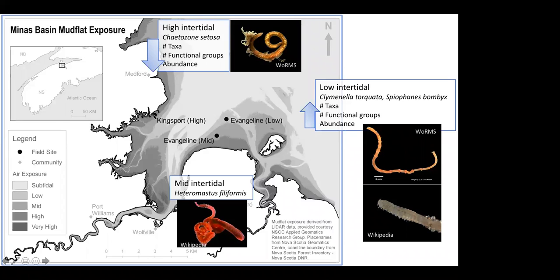We had a high intertidal site from Kingsport, which had relatively few species and a low abundance, a mid intertidal site from Evangeline, and a low intertidal site from Evangeline as well. This is a site that's about 2 kilometers out from the shoreline. The low intertidal site had the most taxa, the most functional groups, and the highest abundance. So when we looked at the field cores, we had 3 different field sites that had very different estimates of diversity to begin with, both in terms of taxonomic diversity and also functional diversity.